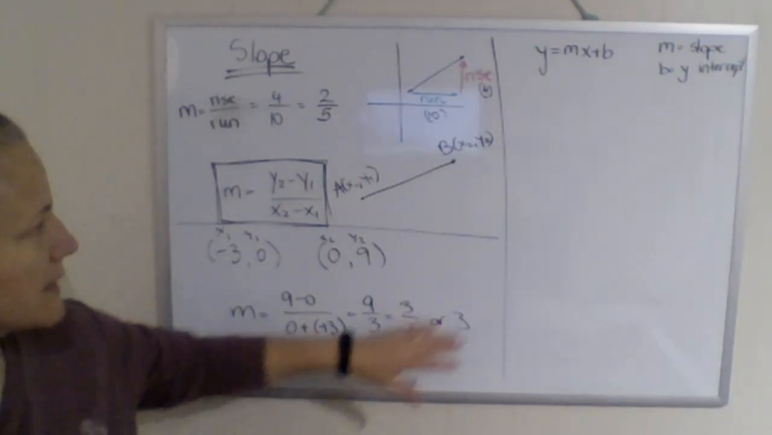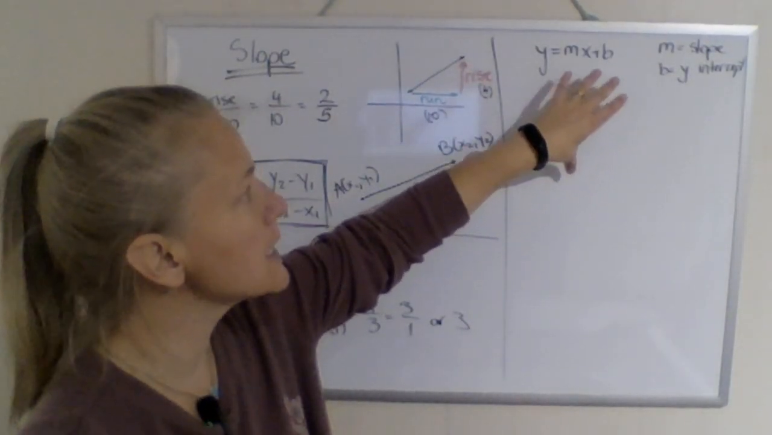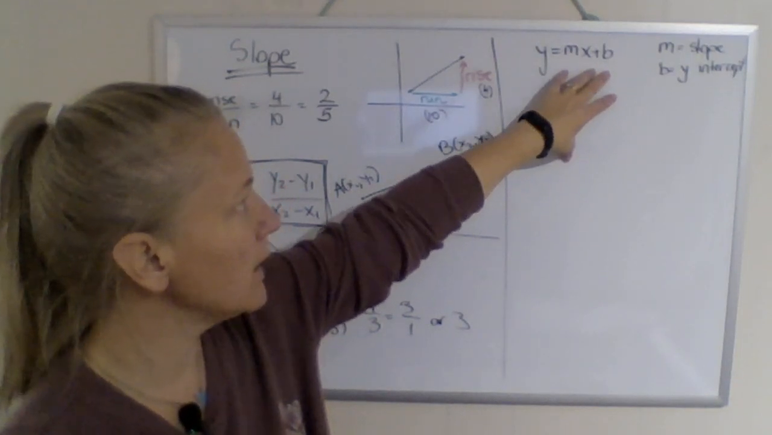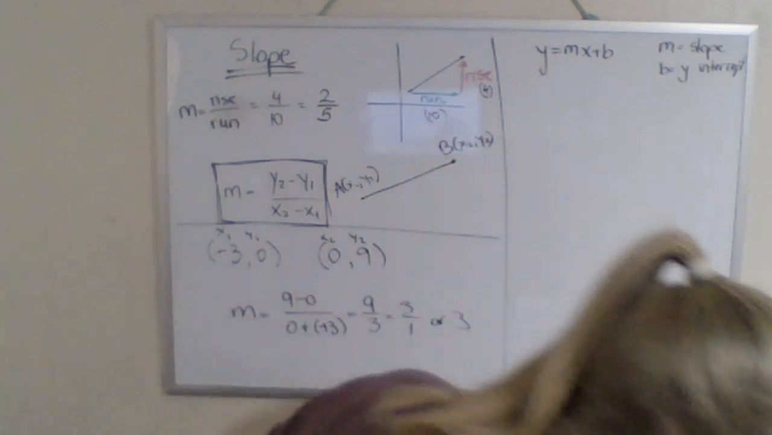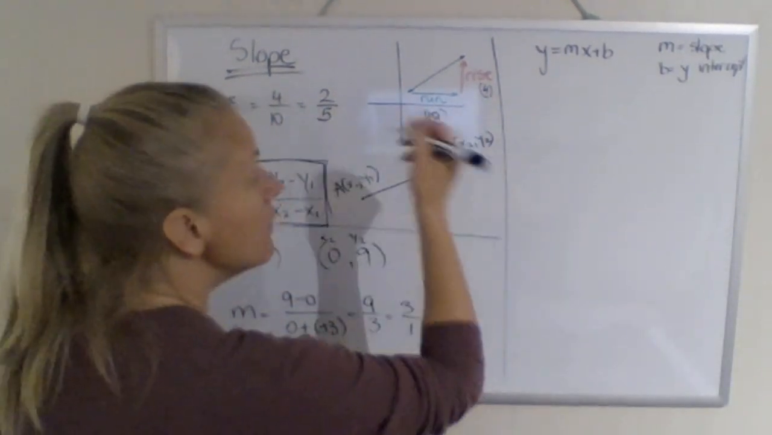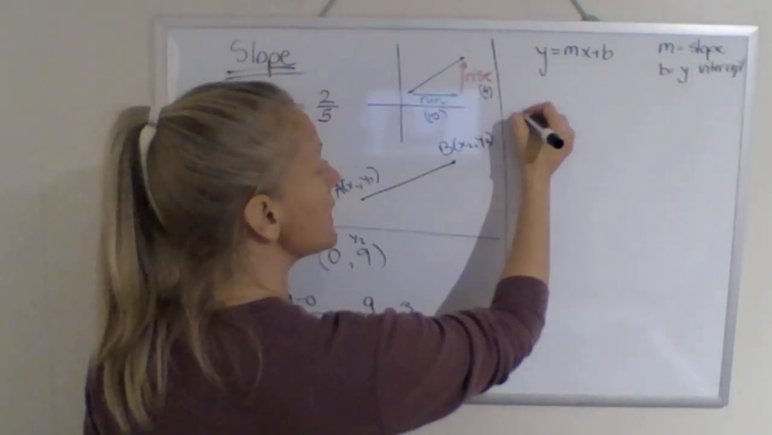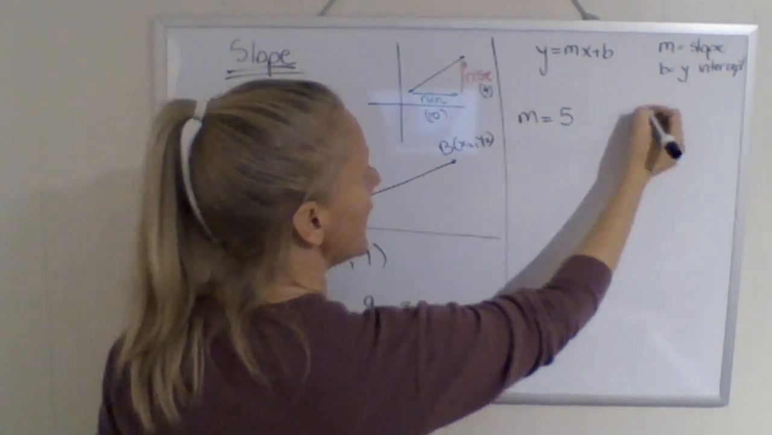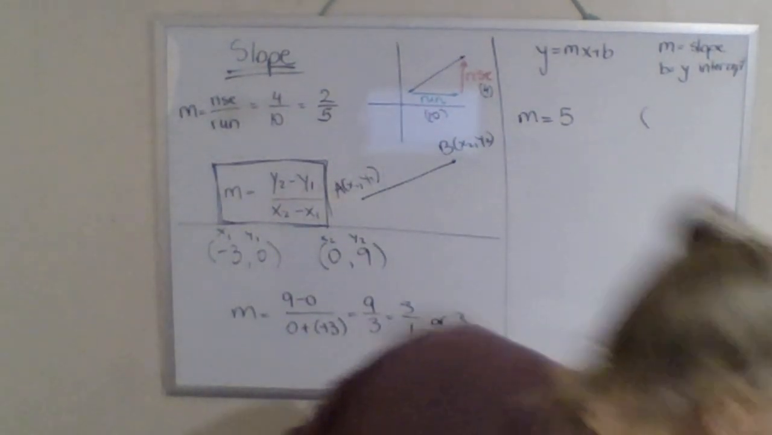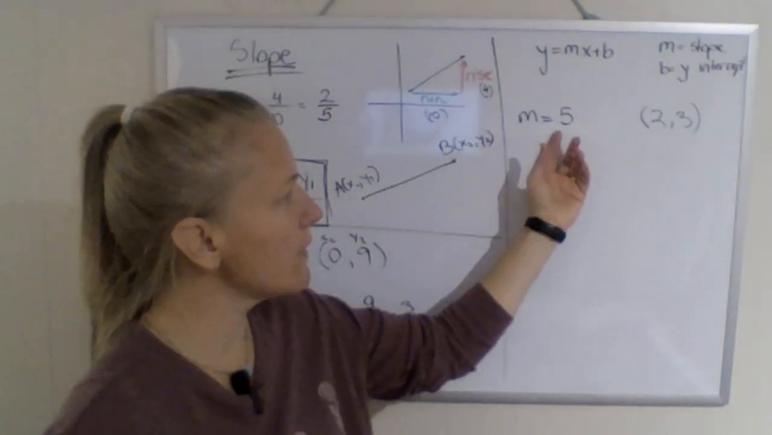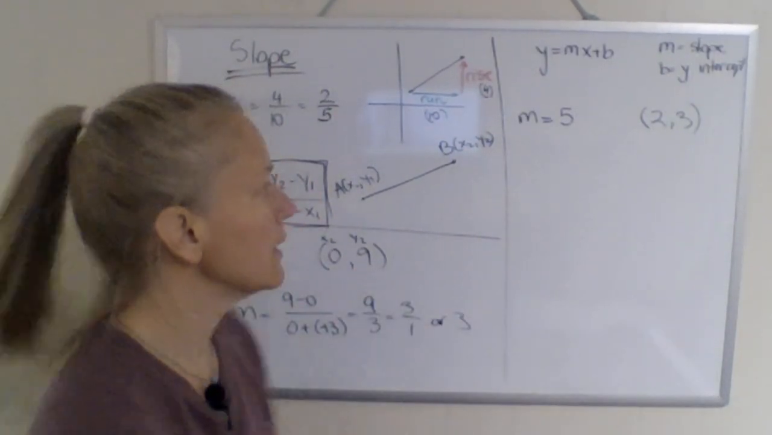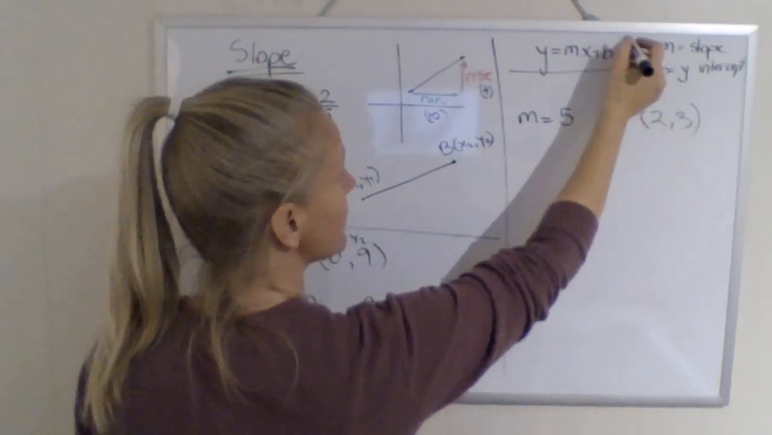Once we've talked about the slope, we did a quick review of the slope-intercept form of a line, which is y equals mx plus b. And the type of problems that you run into, it says, find the equation of a line that has a slope of 5 and it goes through the point (2, 3). What is the equation of a line that has a slope of 5 and goes through the point (2, 3)? Well, we're going to work with this over and over again.